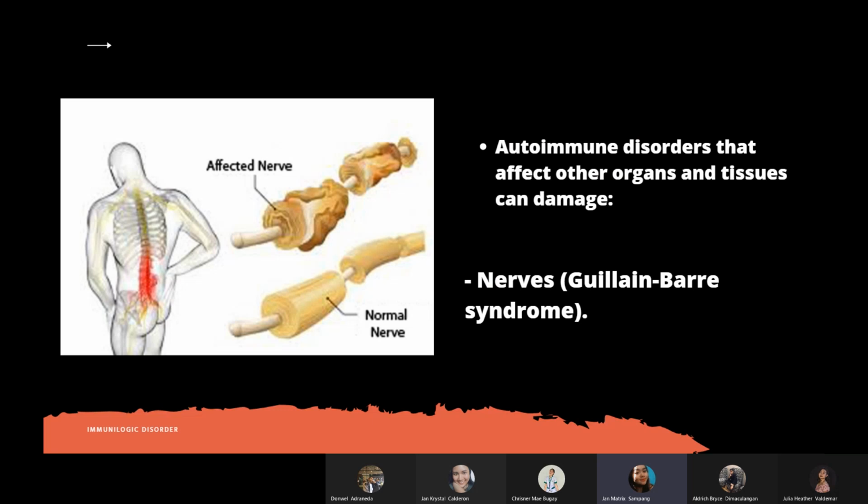And for the nerves, it is called Guillain-Barré syndrome. Guillain-Barré syndrome is a rare disorder in which our body's immune system attacks our nerves. Yung nerves naman yung inaatake niya. Weakness and tingling of your extremities are usually the first symptoms. This sensation can quickly spread, eventually paralyzing the whole body.